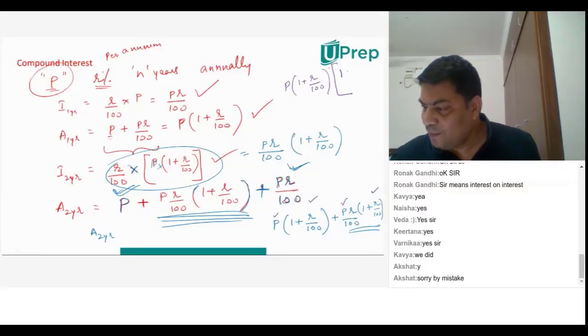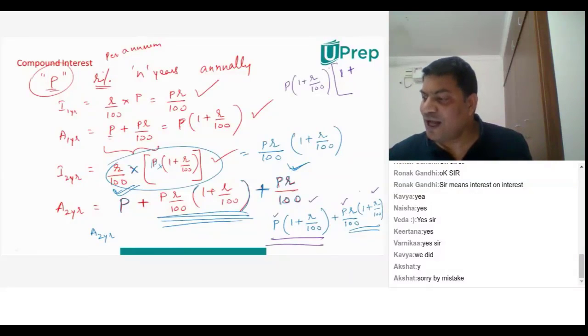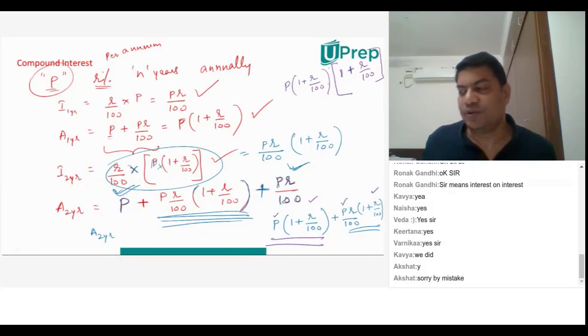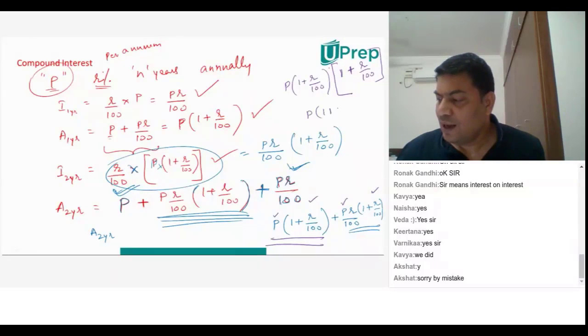So 1 plus, this is 1 because this is 1 unit. Taken that as common, it's 1 plus R upon 100. Wonderful. R upon 100 because the rest of it has been taken common. P into 1 plus R by 100. This piece is common, so that is taken out. Now, it is square. Therefore, it becomes P into 1 plus R by 100 into 1 plus R by 100. That's how it becomes P into 1 plus R upon 100 whole square.